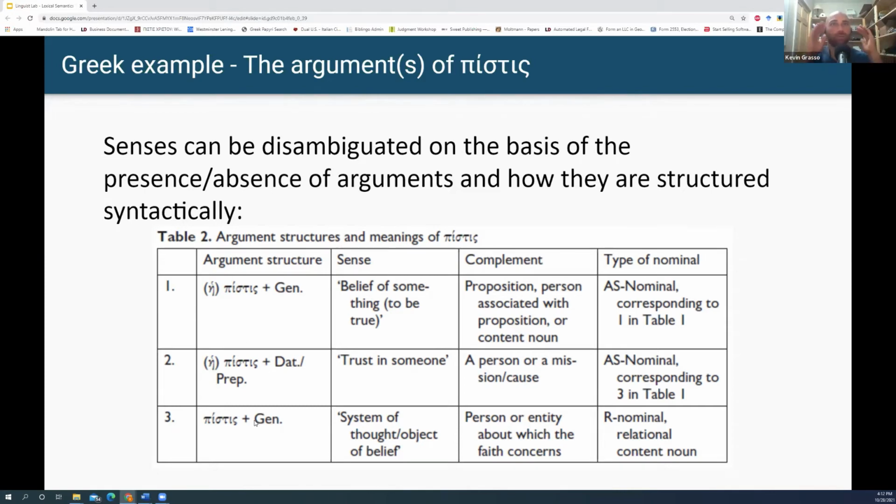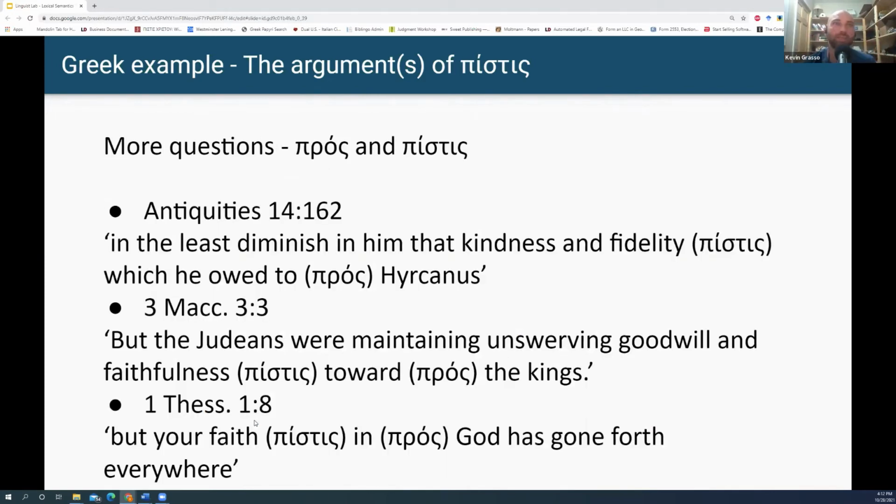So I'll give you an example of how this hasn't been done thoroughly enough. I don't know if you guys have read Matthew Bates's book Salvation by Allegiance Alone. His basic argument is that pistis can mean allegiance, and it does mean allegiance in these kinds of contexts. One of the examples he gives is 3 Maccabees 3:3, and it says, "But the Judeans were maintaining unswerving goodwill and faithfulness, pistis, toward, pros, the kings."